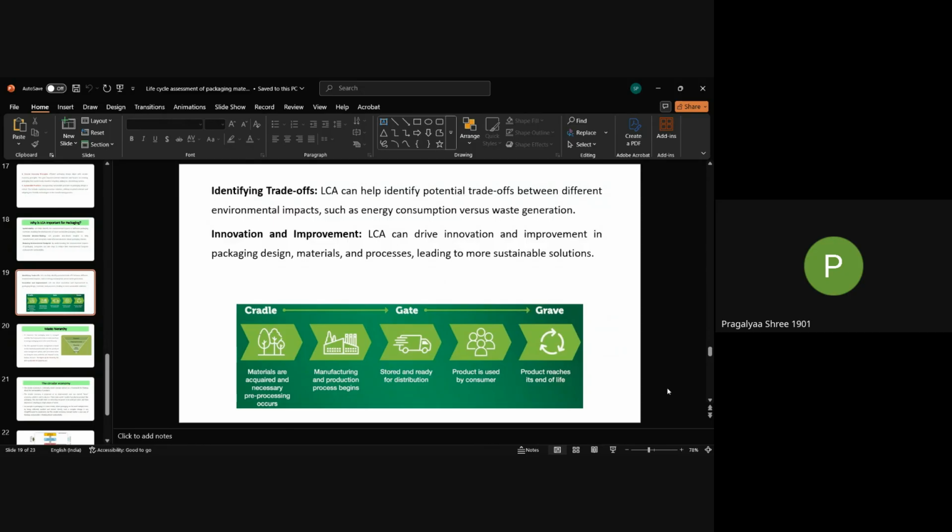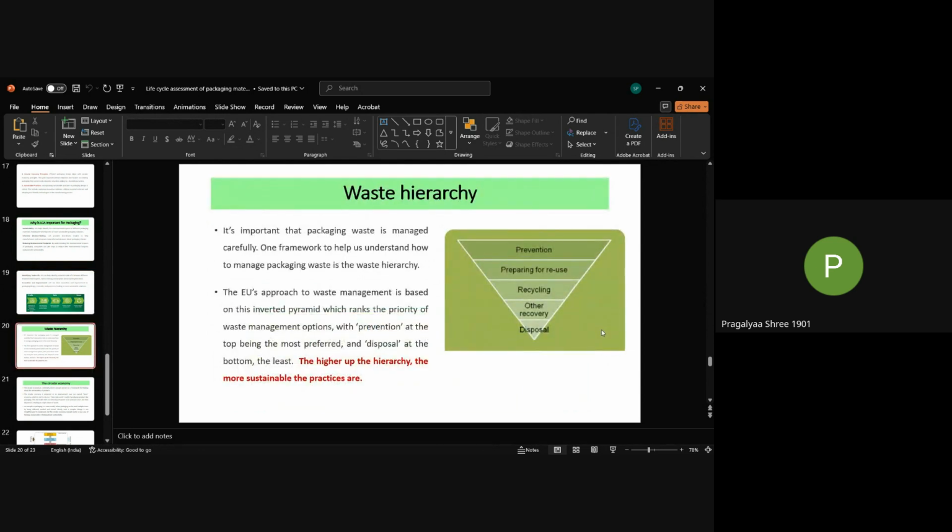Okay. So this picture deals with the cradle to grave approach, and in between the cradle, so acquisition of raw material, manufacturing process, then transportation is the gate. From there it goes to the consumer, and the product is used by the consumer. Once it is used, where does it go? To the end of life, the grave. At that point we can either recycle them, incinerate them, or we can throw it in a landfill, everything.